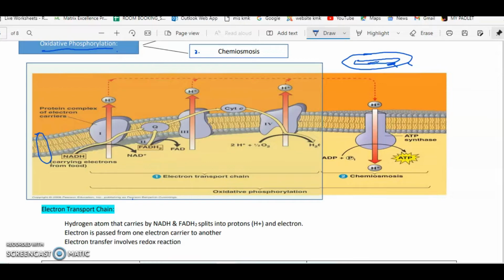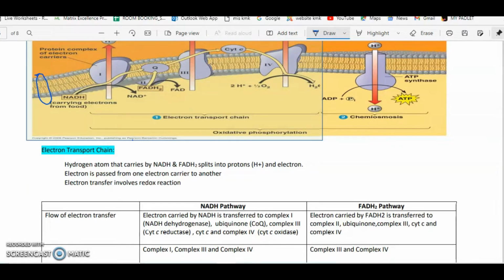Alright, and this, the Q and the CytC ni. This Q is referred to as ubiquinone. Okay, ubiquinone. And this is referred to as cytochrome C. Okay, ubiquinone and cytochrome C, they are not a protein complex like this, but they are mobile carriers. Mobile carrier. Okay. So, we have two types of pathway in ETC.